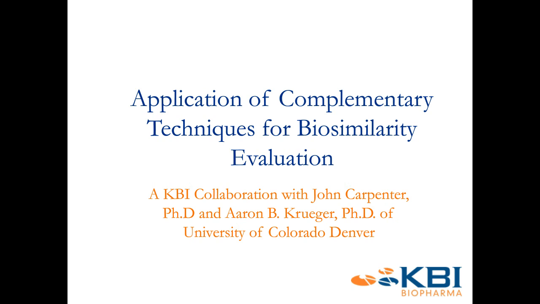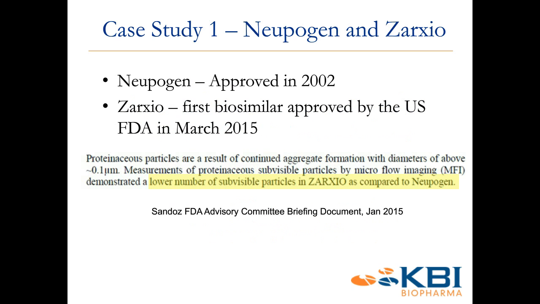So this was a collaboration we did with John Carpenter out of University of Colorado, Denver, and Aaron Kruger, who has recently joined our group, so we're excited to have him on board as well. So in this example, we took Neupogen and Zarcio. Zarcio is the first biosimilar that was actually approved in the U.S. just recently. Neupogen has been on the market for quite a while, an Amgen product.